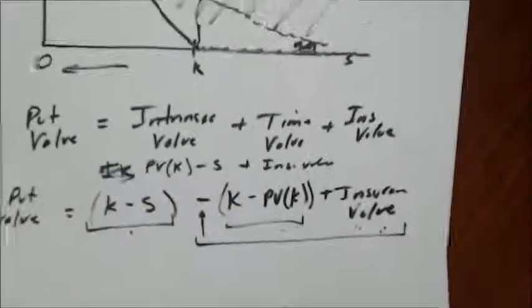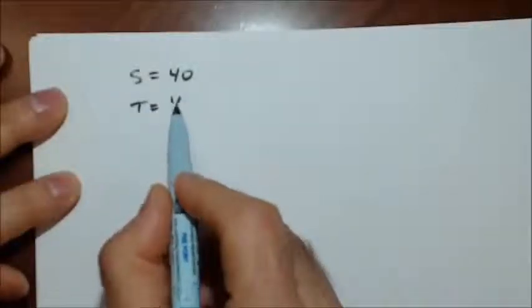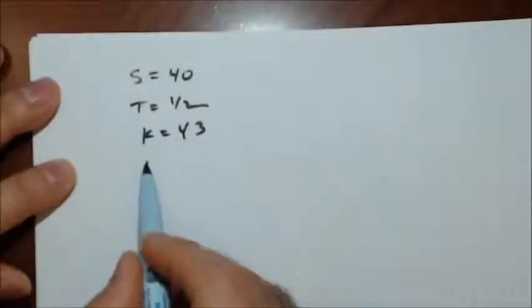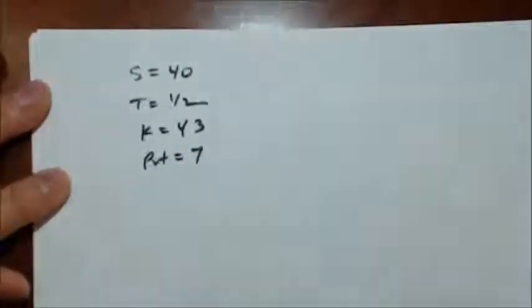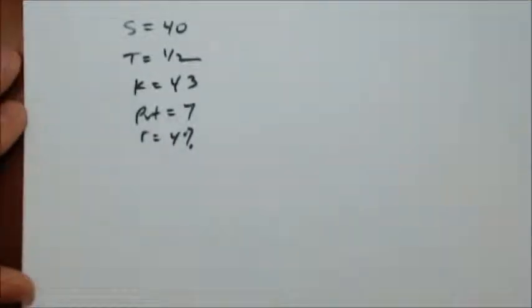Now, let's do an example. XYZ company trades at $40. Okay, S is at 40. Puts with a 6-month expiration and a strike of 43 trade for $7. Risk-free rate is 4%. And I'm asking you to compute the opportunity cost of exercising the put today. What's the opportunity cost of exercising the put?